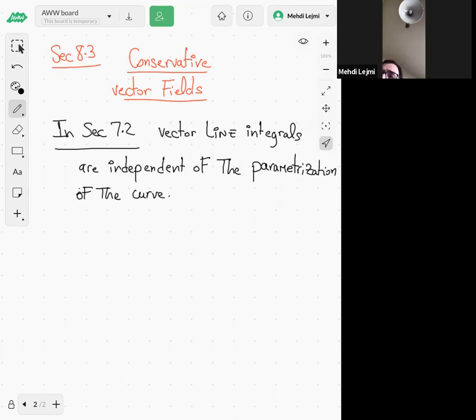However, in some special cases, even the curve itself doesn't matter. There are some special cases, and I'll give you a couple of examples. In some special cases, not just the parameterization, but even the curve itself doesn't matter.